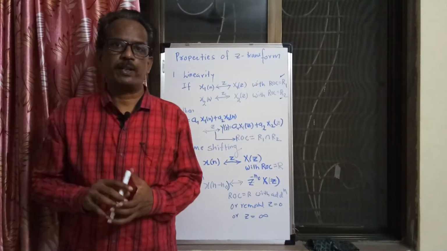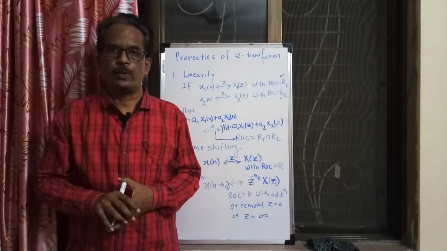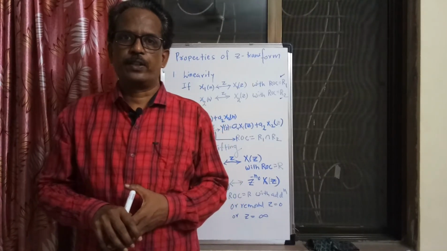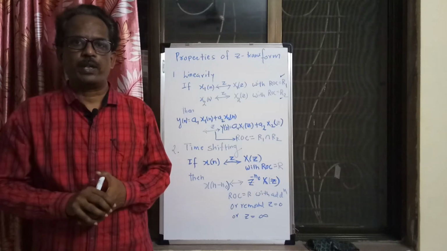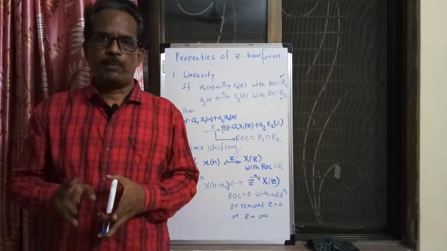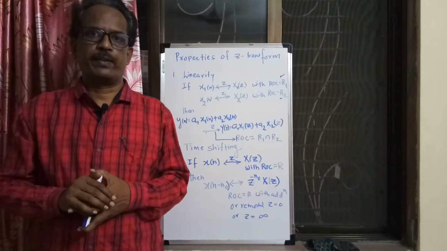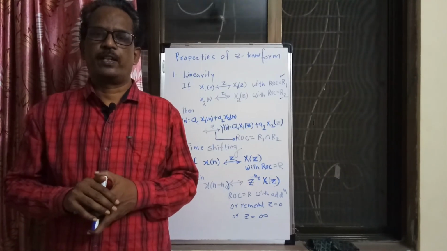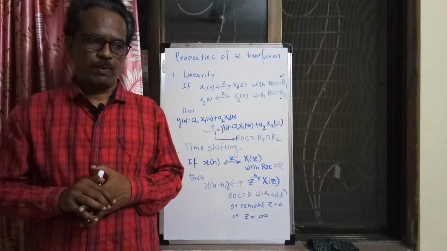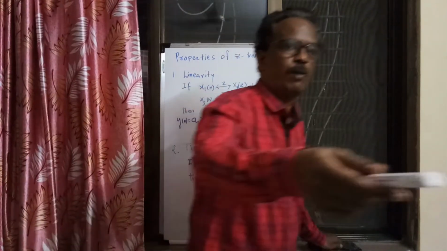Time shifting property says that if in time domain x of n is shifted by n0, then in z domain the earlier z transform gets multiplied by z raised to minus n0. And what happens to ROC? ROC remains as it is with modification, that is addition or deletion of z equal to 0 or z equal to infinity. That is the only change which takes place in the ROC. After explaining these two properties of z transform, let us go with the third property of the z transform.